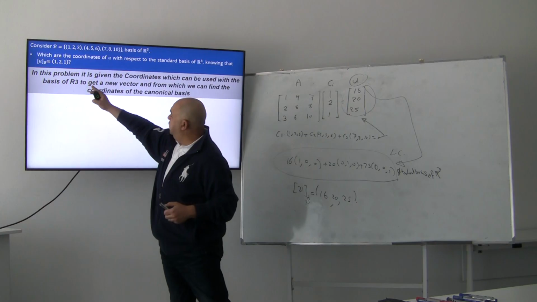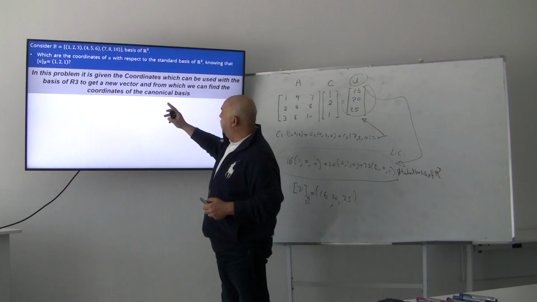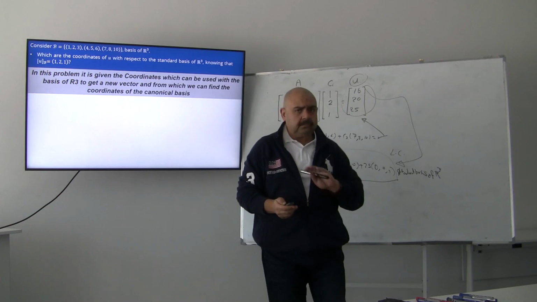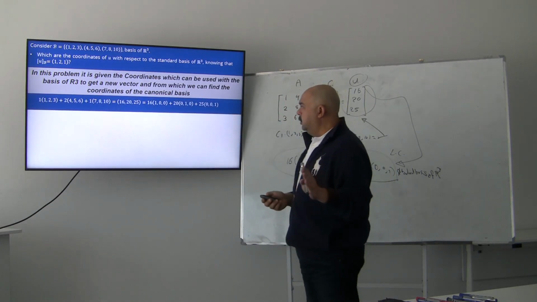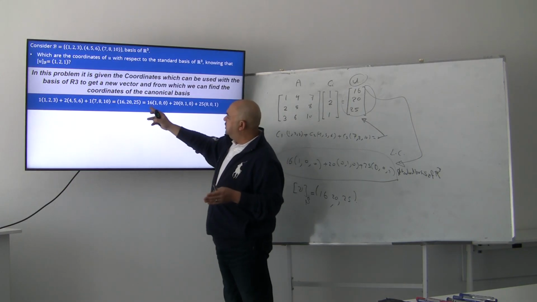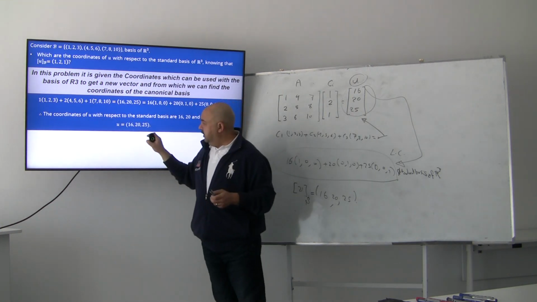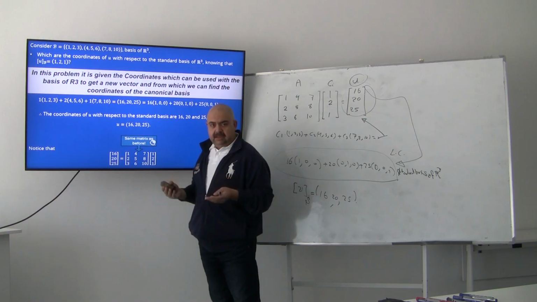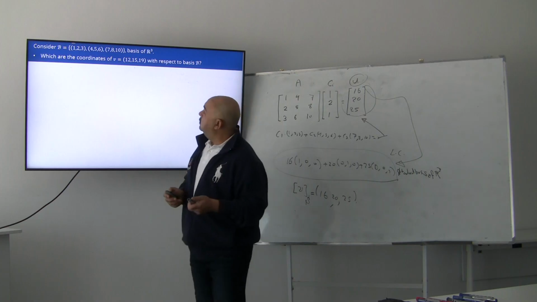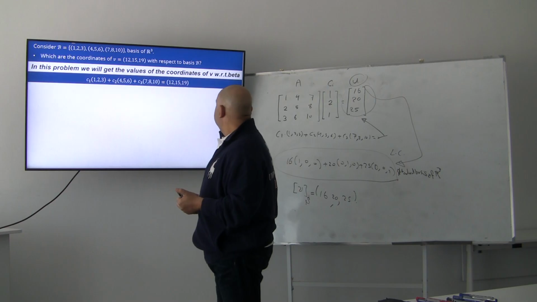Okay, it's written in this problem, it's given the coordinates which can be used with the basis of R3 to get a new vector, and from which we can find the coordinates of this canonical basis. Exactly like what I told you, this is the form of the vector, which is 16, 20, 25, which can be easily written as 16 times (1, 0, 0), 20 times (0, 1, 0) and 25 times (0, 0, 1). So this is the vector, and if you want to write it as coordinates, this is the coordinates. Okay, perfect. Exactly the same, so I will skip this problem.